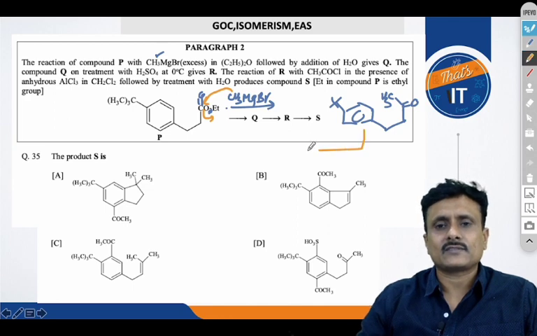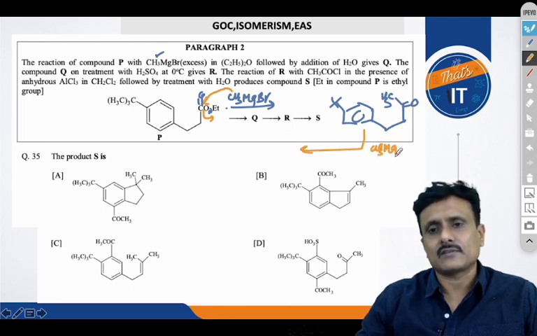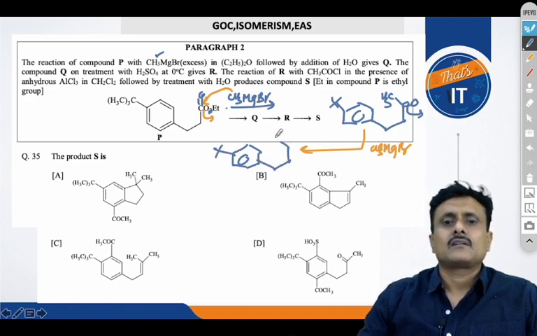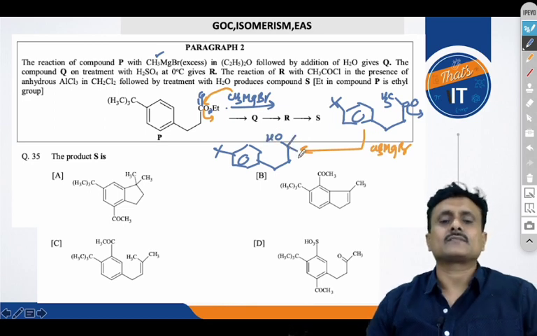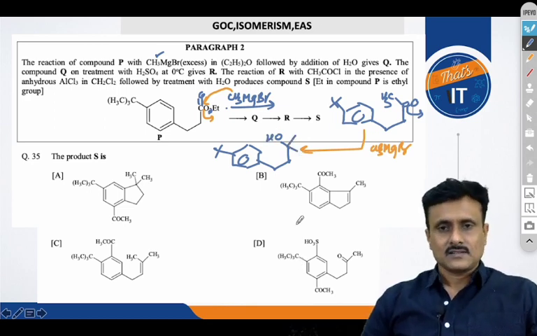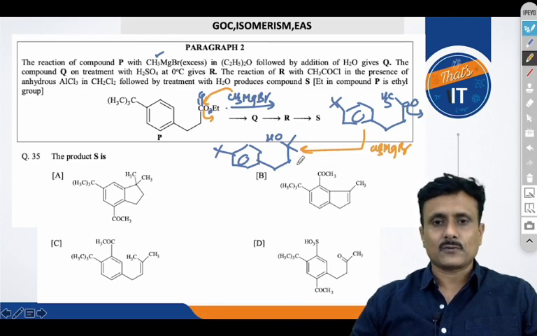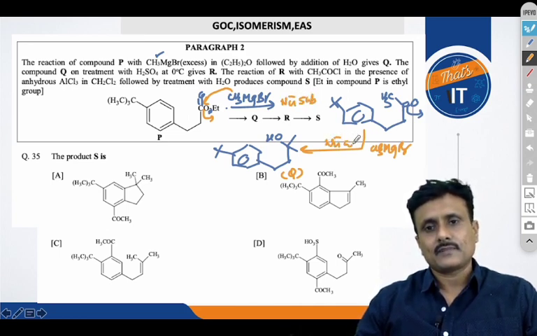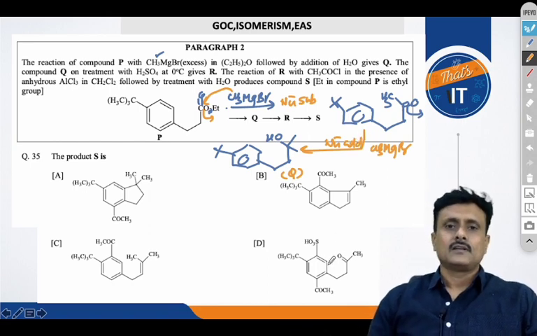Because you have taken excess of CH3MgBr, what will happen? Another mole will add over here, giving rise to a 3 degree alcohol. You know that when esters react with Grignard reagent in excess, they give rise to what? 3 degree alcohol. So this is your Q. First nucleophilic substitution, then nucleophilic addition. So this is your Q.